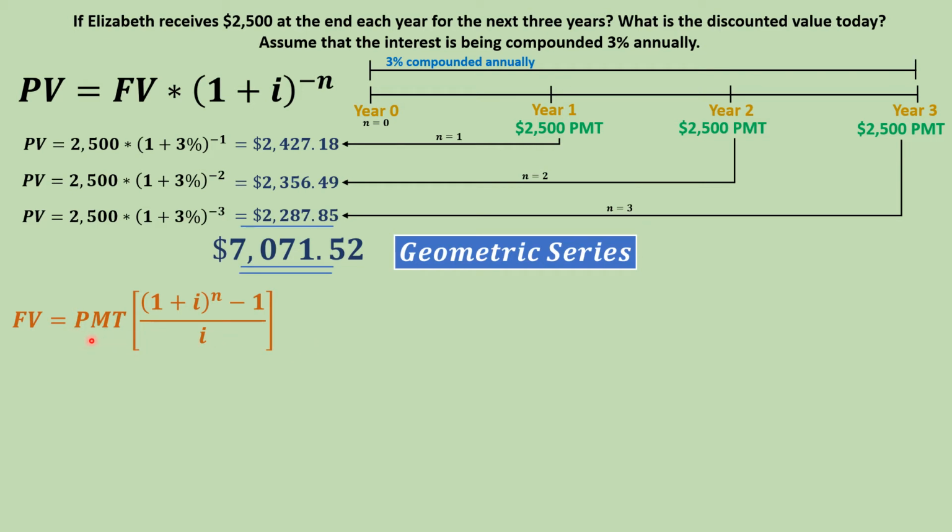So we got this, where we have PMT times 1 plus i to the power of n minus 1, divided by i. This was generated using the geometric series. Now all we have to do is substitute this future value into the present value equation. So we have PV equals, instead of future value, this form of future value of annuity, which is PMT times 1 plus i to the power of n minus 1, divided by your interest rate i, times the same thing from present value, 1 plus i to the power of negative n. So you've got this.